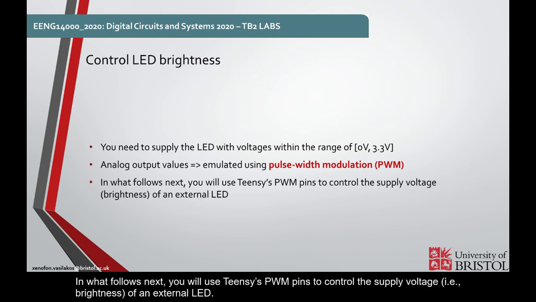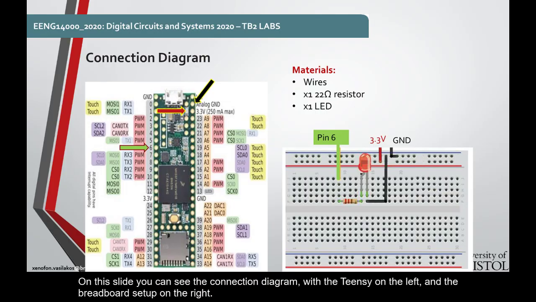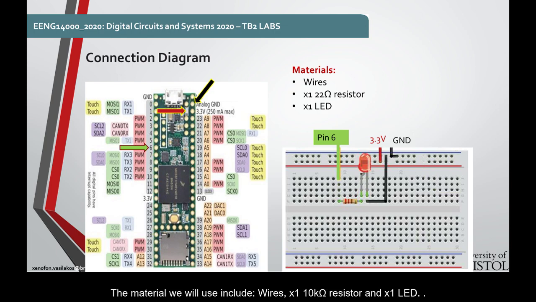In what follows next, you will use Teensy's PWM pins to control the supply voltage, in other words the brightness, of an external LED. On this slide, you can see the connection diagram with the Teensy on the left and the breadboard setup on the right. The material will include wires, one small resistor with a nominal value of 22 ohms, and one LED. Notice that we will use pin 6.